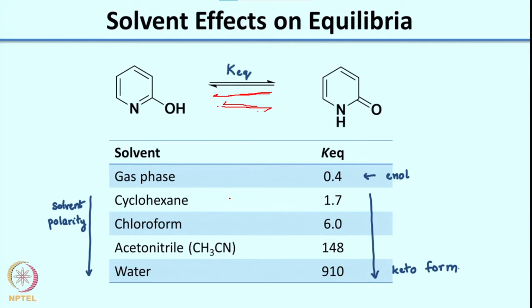That means when the polarity increases, you can see here cyclohexane is less polar compared to chloroform, and acetonitrile is more polar. Then again water is more polar. So while we are increasing the solvent polarity, the keto form becomes stable here. That's why solvents affect the equilibria. So if we switch to the less polar, non-polar solvent side, we will observe the enol form as the stable form. But when we are switching to a polar solvent, we are observing the keto form as the stable form, right?